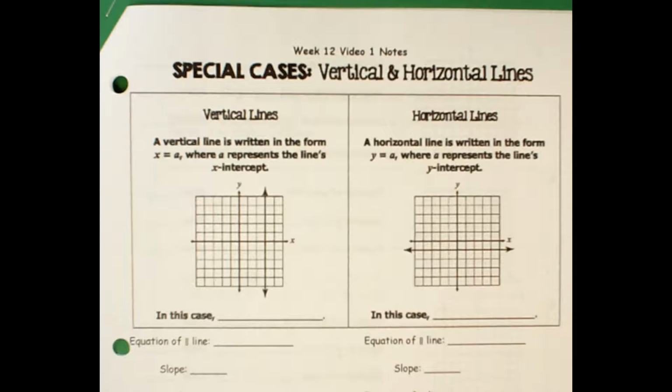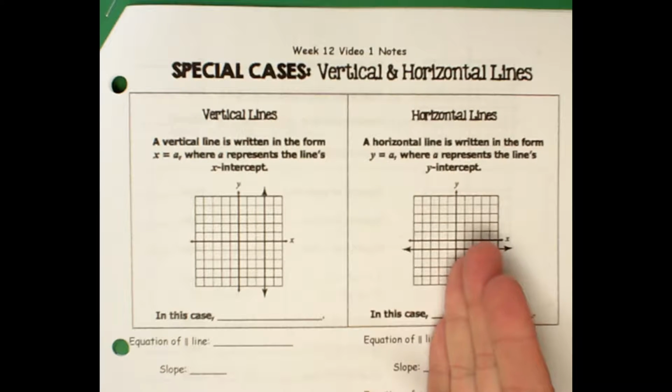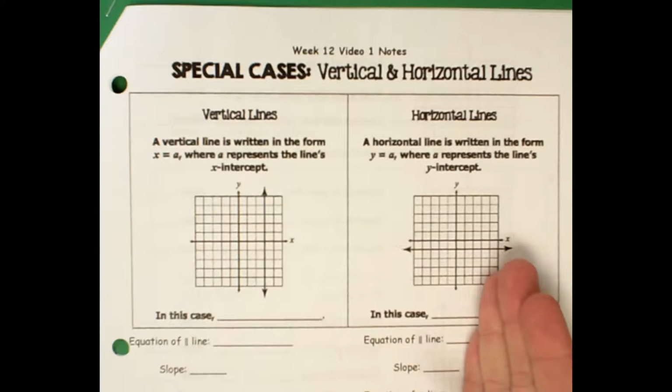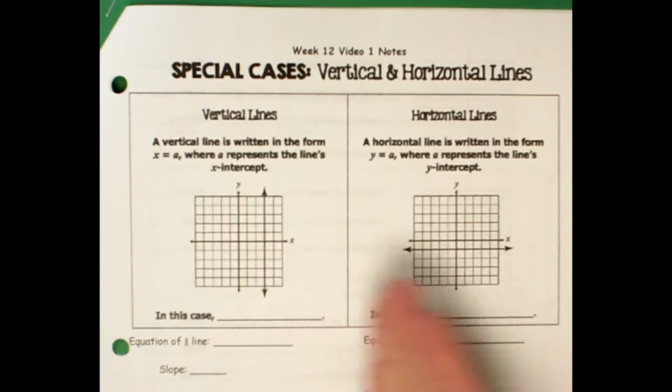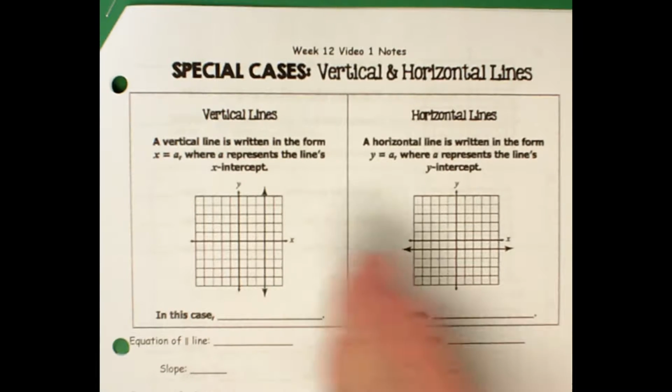Okay, so special cases when we have vertical and horizontal lines. We're still going to be talking about parallel and perpendicular, but we need to make sure that we understand parallel and perpendicular lines in relation to vertical and horizontal. We've talked about when our slope is the same or opposite reciprocal, but what does it mean when looking at vertical lines and horizontal lines?